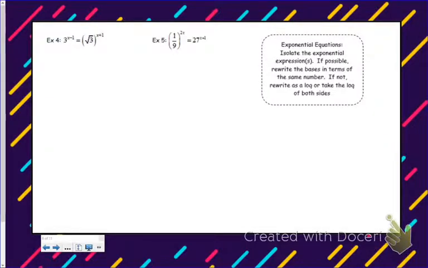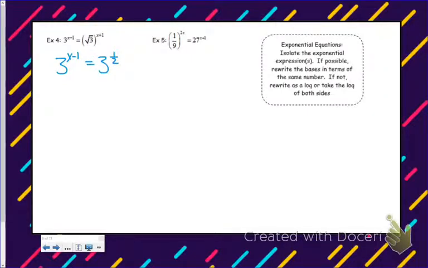All right, so now let's look at exponential equations. With exponential equations, you'll also see a couple different forms. Depending on the type of equation you have is the strategy you're going to want to use. So something like this first one, I am able to actually rewrite these bases in terms of the same number. They both can be rewritten with a base of 3. This first one already has a base of 3. The square root of 3 I can rewrite as 3 to the 1/2.